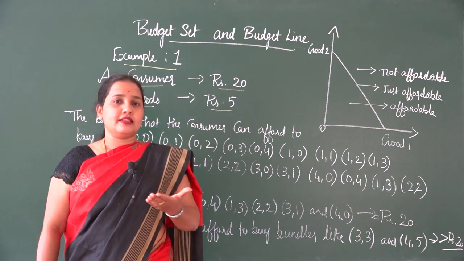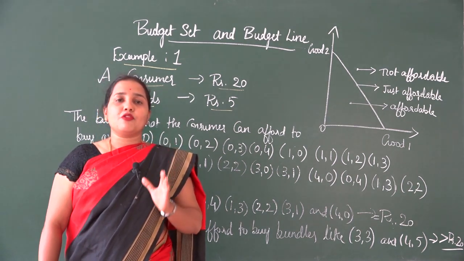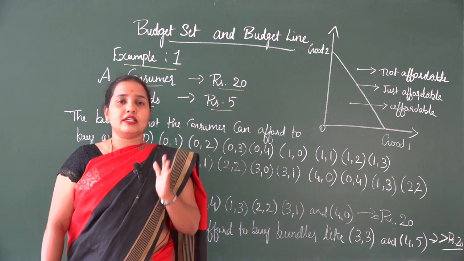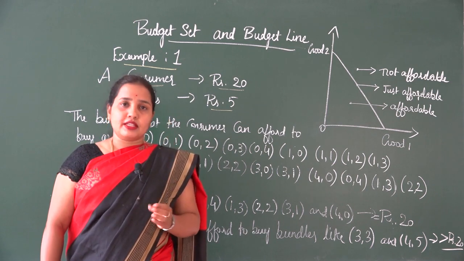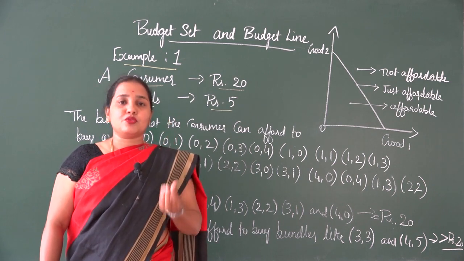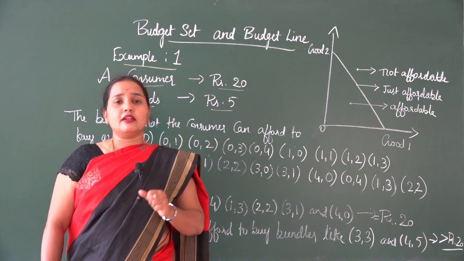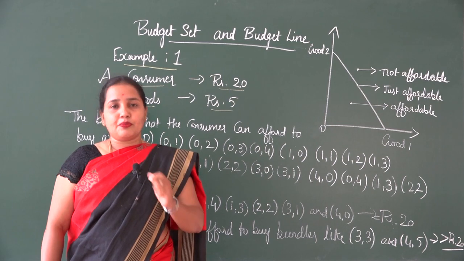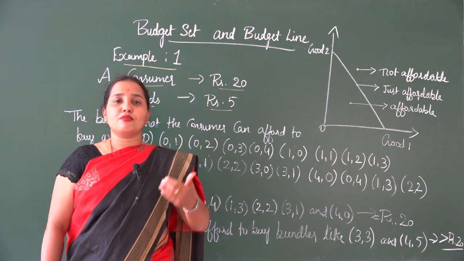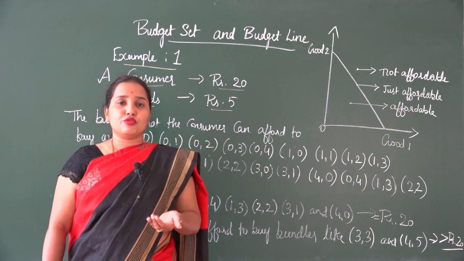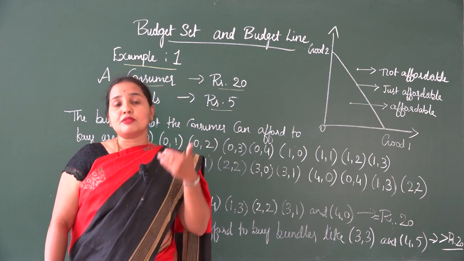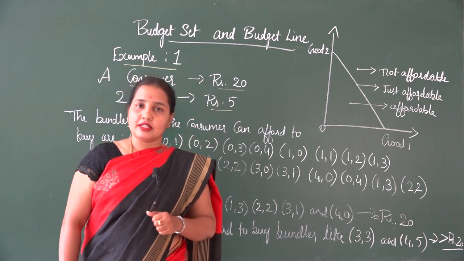You know, a bundle is nothing but the quantitative combination of two goods that the consumer can purchase at the prevailing market price with his income. It is called a consumption bundle. Here, by using this 20 rupees, how much he can afford to buy of the combination of two goods, which is nothing but the consumption bundle, we shall understand.